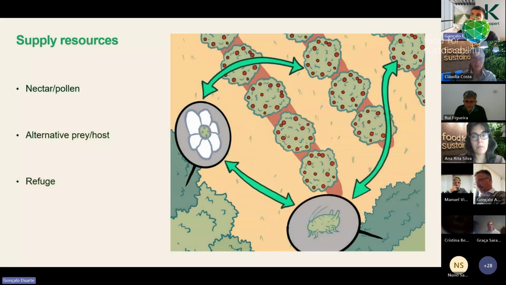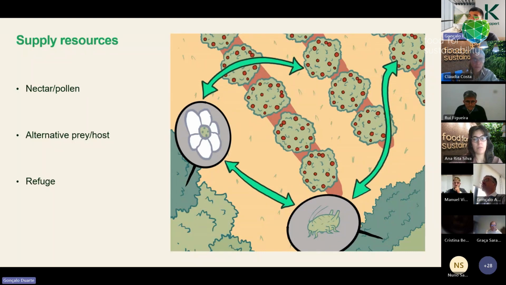So in essence, we need to try to make the system more complex, and that means providing different resources, which is for insects mostly nectar and pollen, because most predatory insects also need to feed on nectar for energy and pollen for protein for building up their reproductive capacity. We also need to provide them with alternative prey or host, which is very important in the case of some natural enemies, and of course physical refuge, because they need places to be safe from the environment, to hibernate, to be close to the production site.